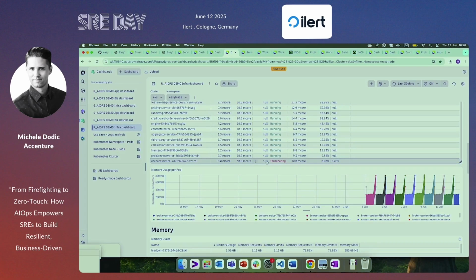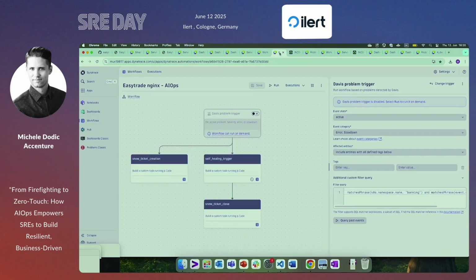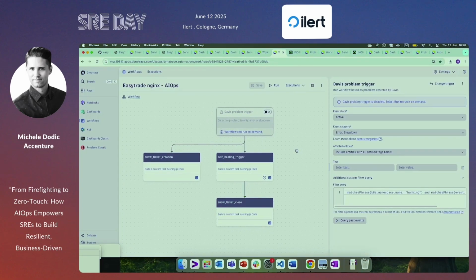However, now let's take another step back and let's imagine that we don't have these dashboards. However, we have a mechanism in place to catch these issues and trigger some self-remediation. So what we have here is workflows. What I am doing is saying every time the platform creates a problem, because we will see later, Dynatrace automatically creates problems based on these topologies and these metrics, and this is basically AI out of the box, every time it creates a problem in the banking namespace with this specific description, trigger a workflow.